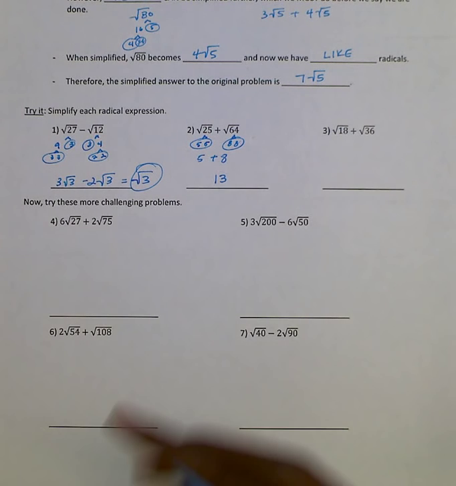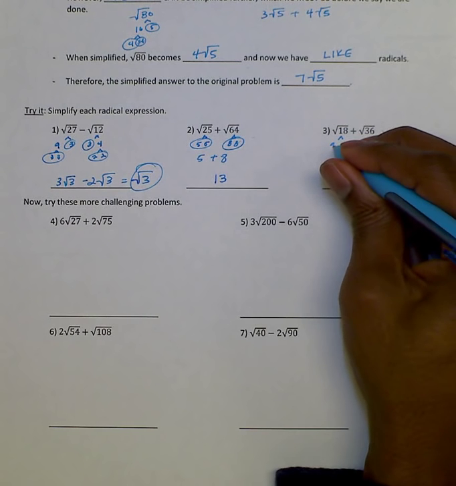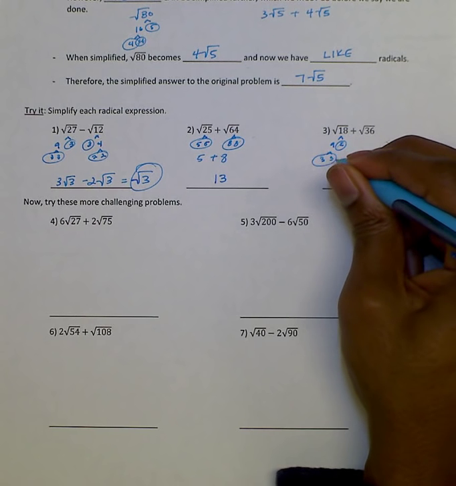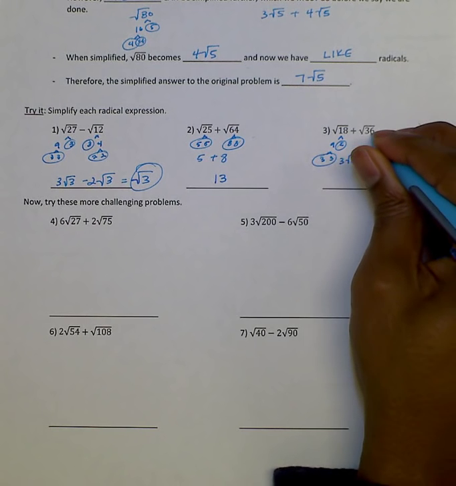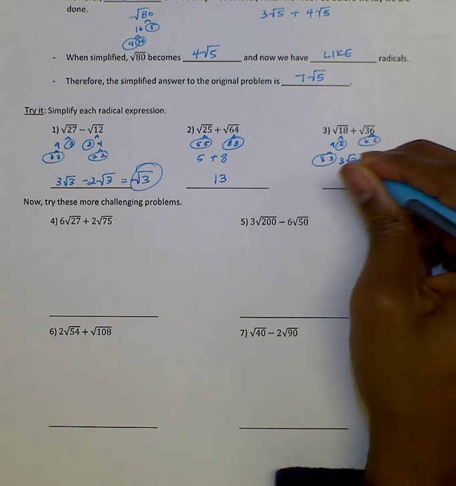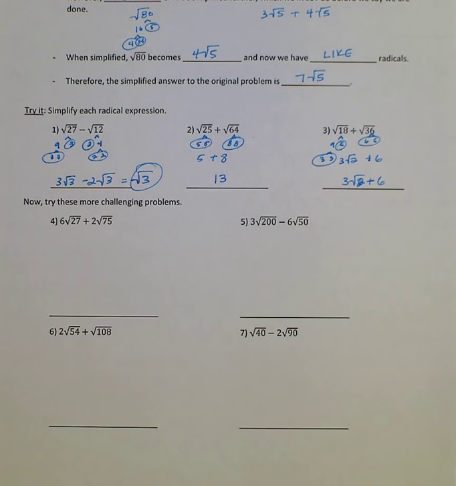Okay, radical 18 and radical 36. 9 and 2, 3 and 3. So we have 3 radical 2, and then this would be 6. So 3 radical 2 plus 6, we simplified it, but they're still not the same. So there's our answer. Okay. Alright, a couple more.